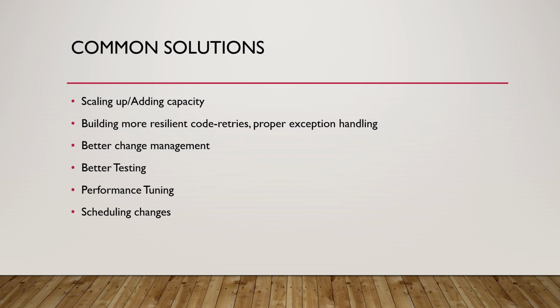Then having more control on changes, better change management, better change oversight also helps. Testing is an important thing. If we catch our errors in a test environment rather than having them leak through to production, we will be in a better shape. Performance tuning can also help in preventing failures due to performance issues. We can sometimes make scheduling changes to prevent contention and other such things. So these are some of the common solutions.